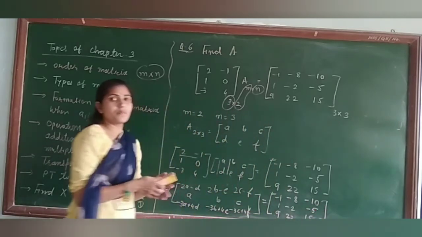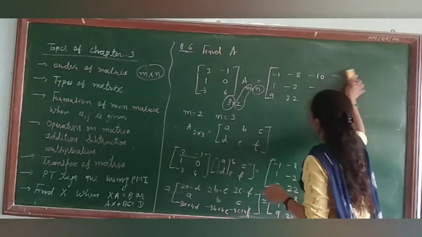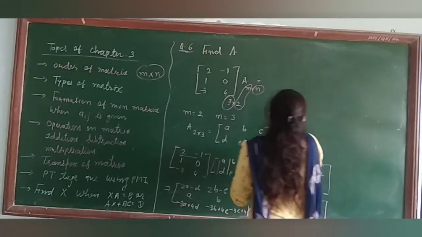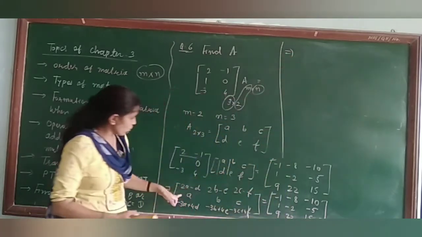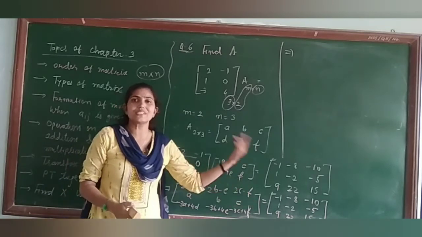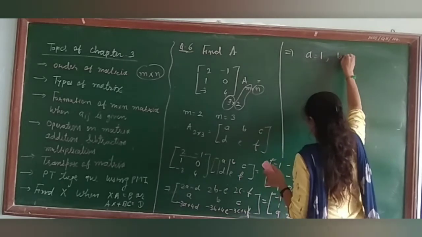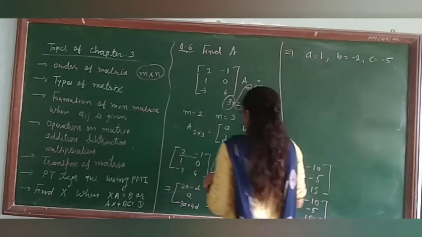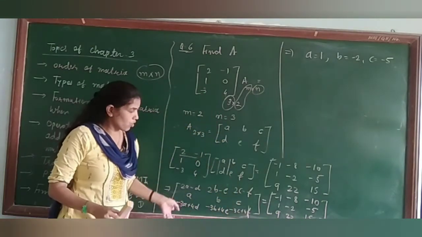Now let me compare, students. You will note down all these things in your notebook. By comparison, you can see the second row is A, B, C, so you directly get A, B, C. So we have A equal to 1, B equal to minus 2 and C equal to minus 5.